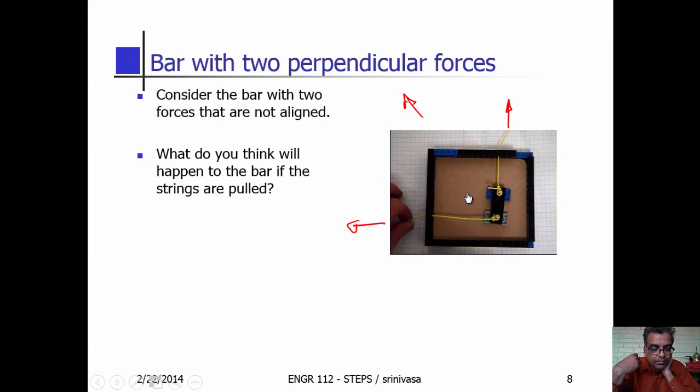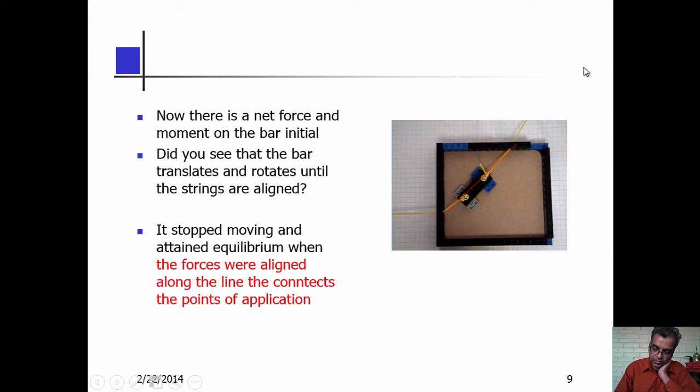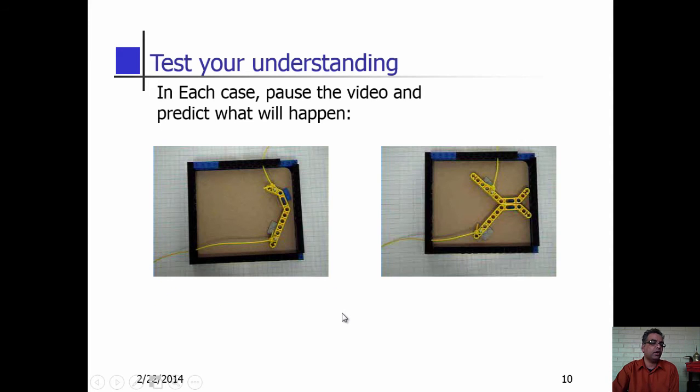Watch, I'm going to pull them. There, pull, pull, pull. Did you see? It went all the way until the thing got aligned like that. Right? So in this case again, initially there was a net force and moment, and so it started to translate, and once it started to translate, it started to rotate also, until the forces became aligned. So the forces have to be aligned along the point of contact.